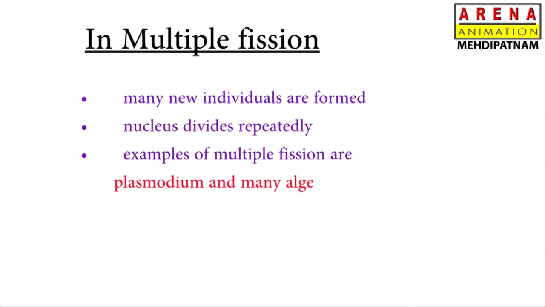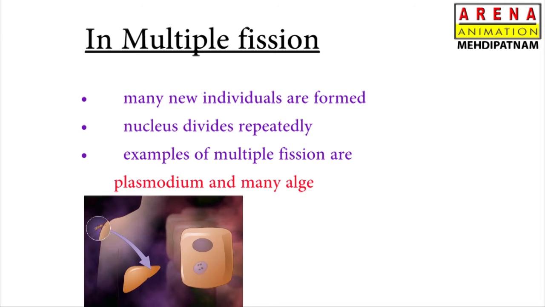In multiple fission, many new individuals are formed. The nucleus divides repeatedly. Examples of multiple fission are plasmodium and many algae.